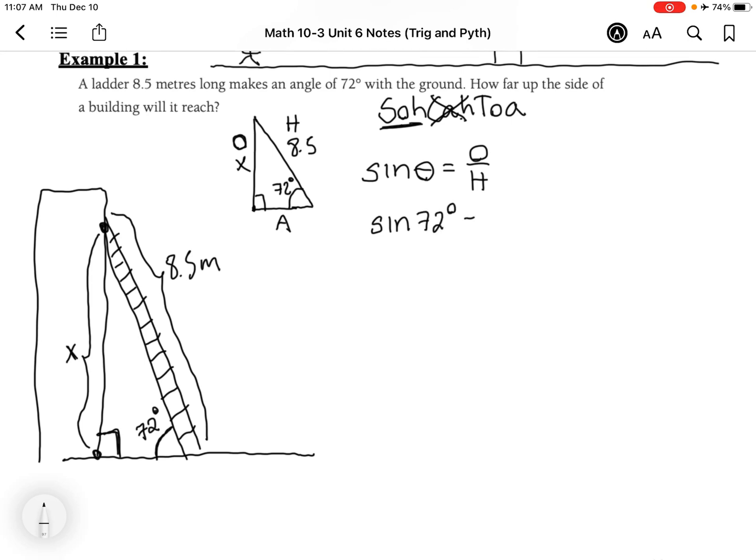And I know my opposite. Actually, I don't know my opposite. My opposite is x. So I'll replace the O with an x. My hypotenuse, I do know though. That's 8.5.